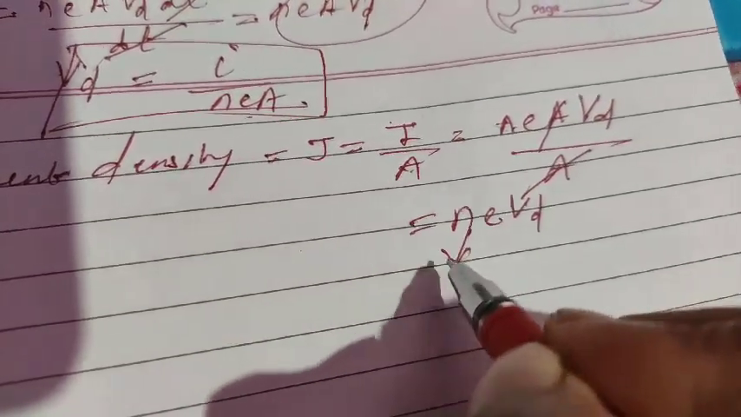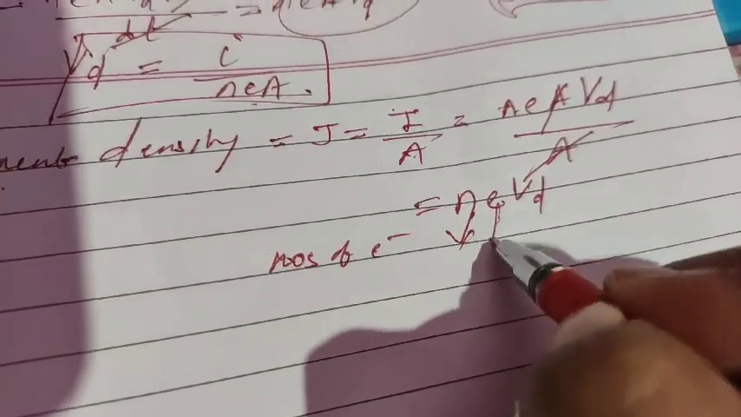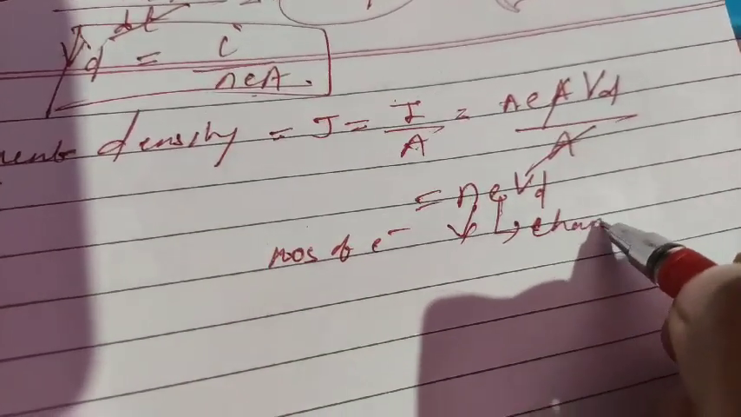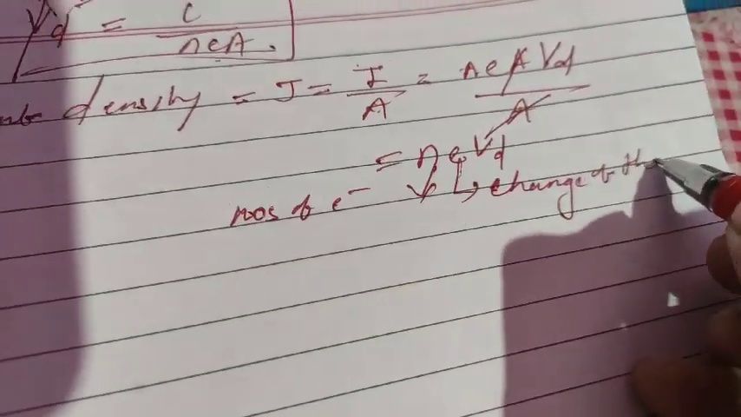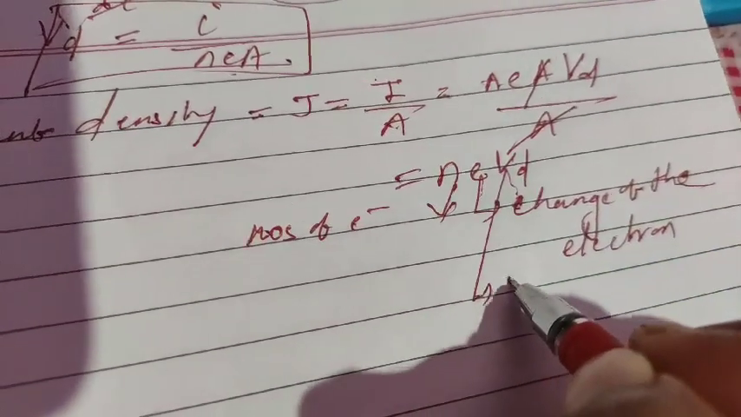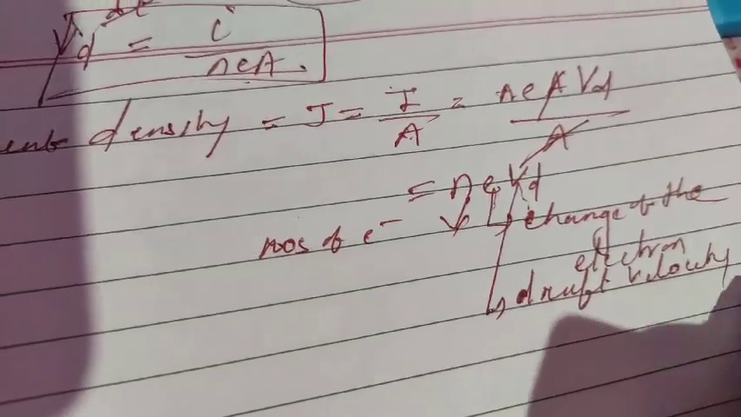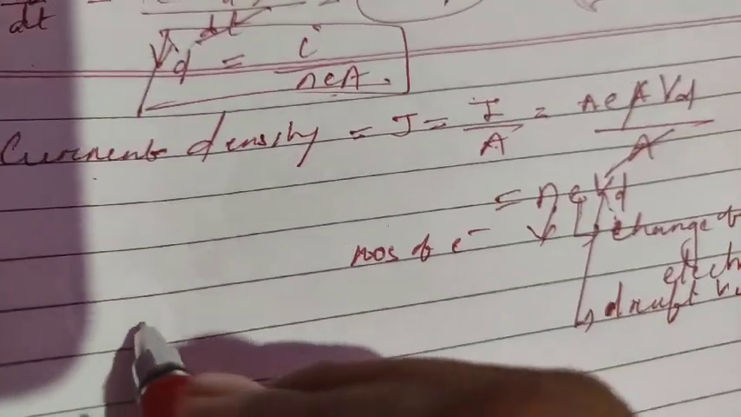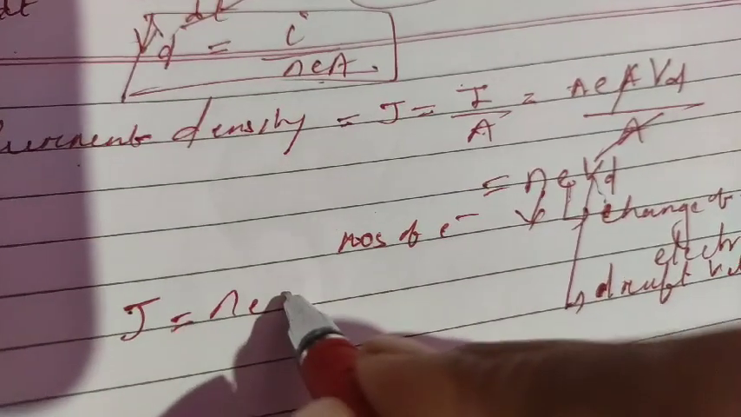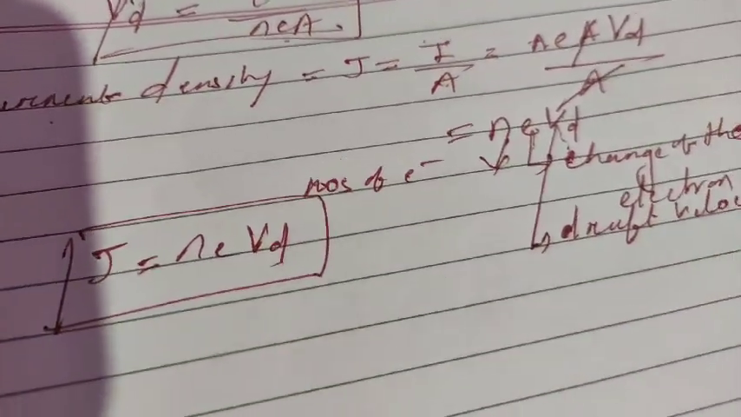So here what is your n, student? Your n is the number of electrons in a conductor. e is the charge of the electron. Clear? And what is v_d? It is the drift velocity. Clear to you? So your J is nothing but nev_d. What is J? It is the current density.